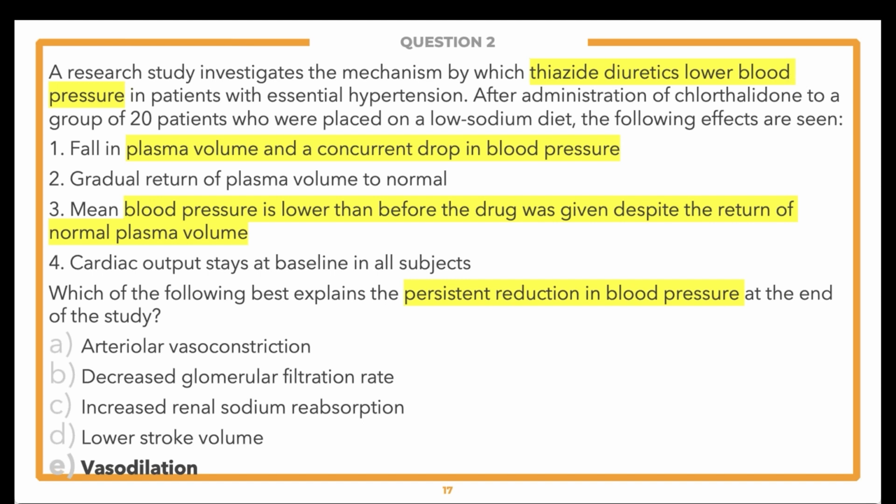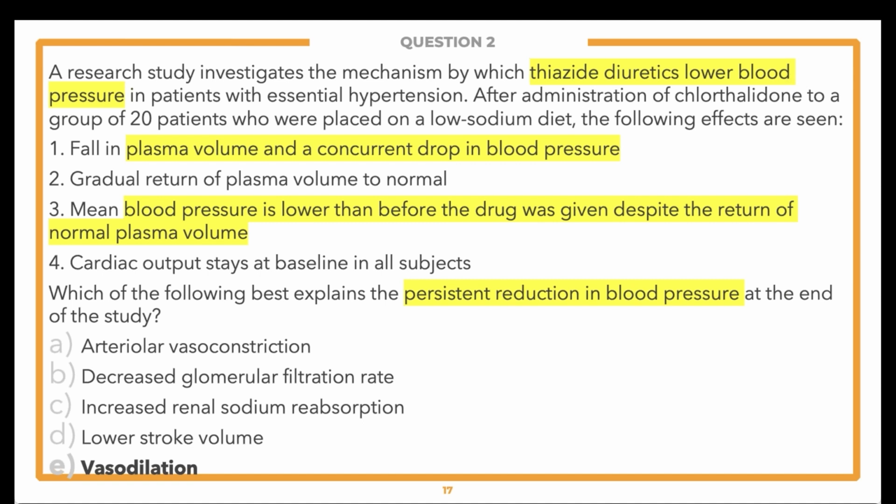Option choice C, increased renal sodium reabsorption. Again, that might explain why the volume comes back to normal. But initially, it does the opposite. It makes you pee out more sodium, and that's the natriuresis part of it. And increasing renal sodium reabsorption would increase blood pressure.